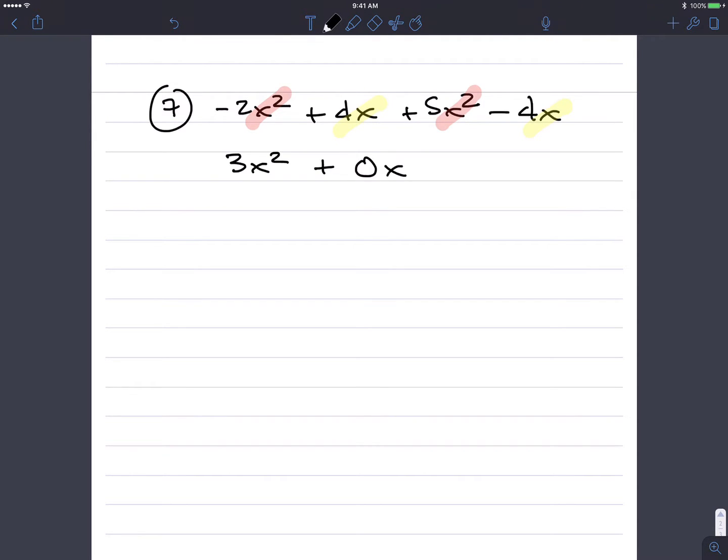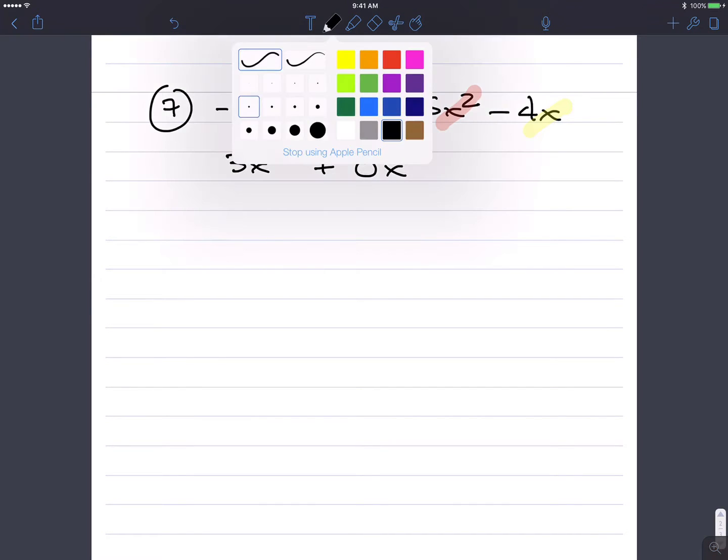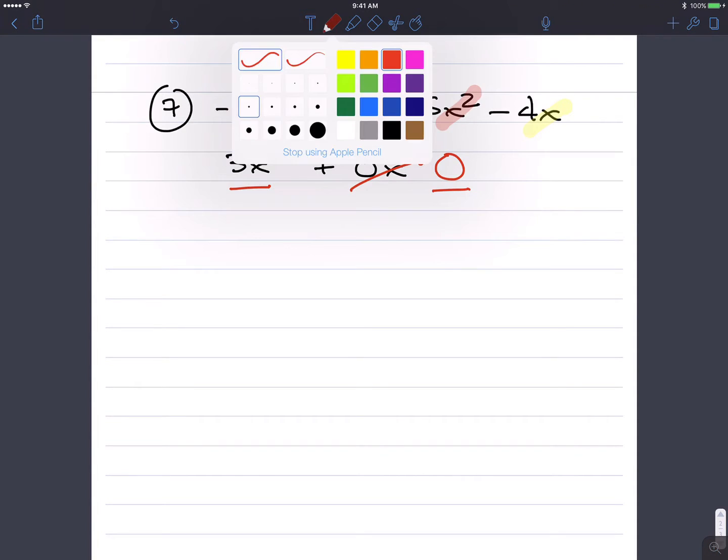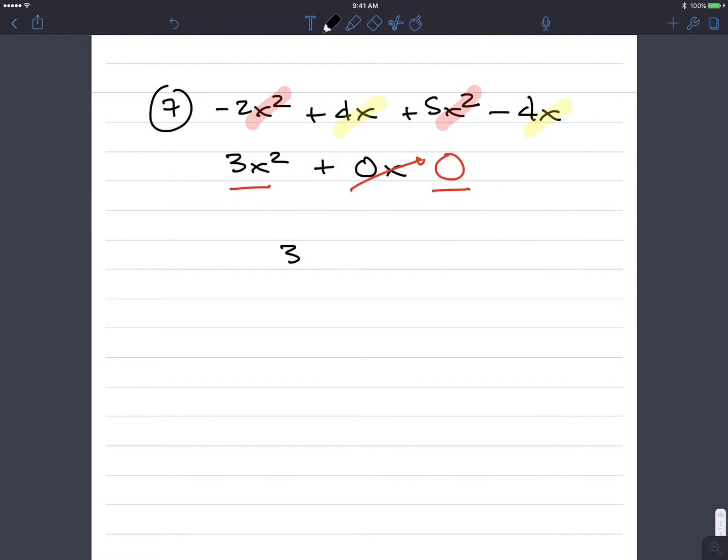Now notice this. 0 times any number is 0. And any number like 3x squared added with a 0 is simply 3x squared. So in some sense, having 4 bananas and owing 4 bananas means my bananas are gone, and I just don't write anything down. So your final answer is 3x squared.